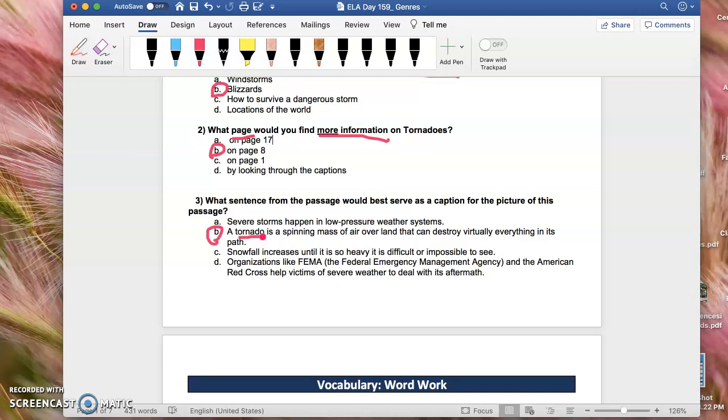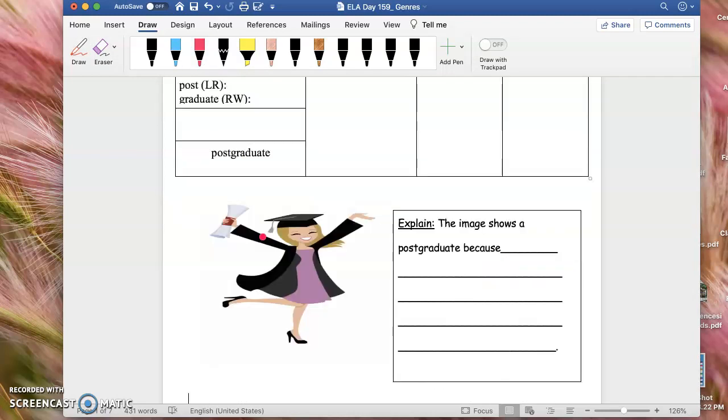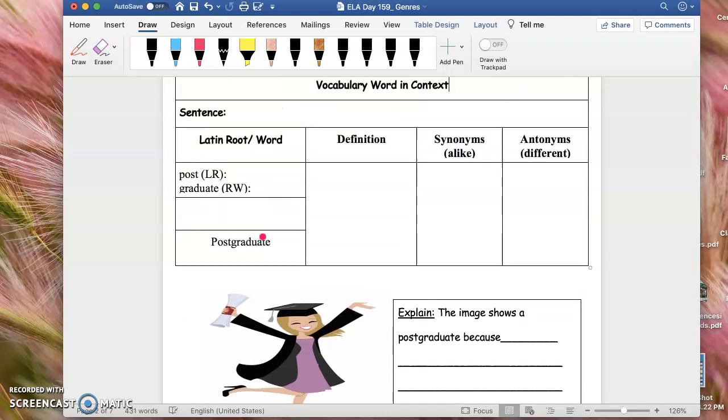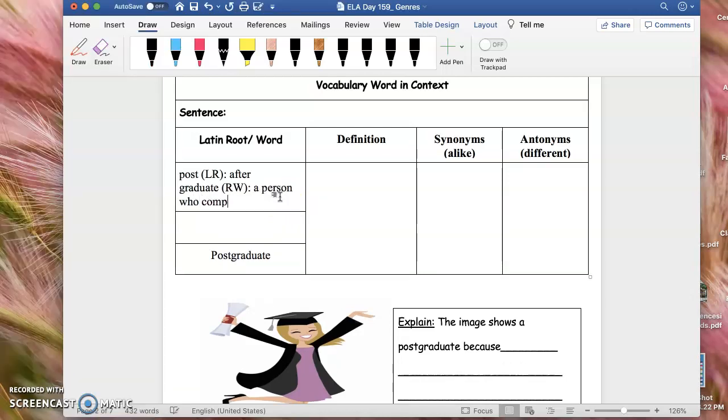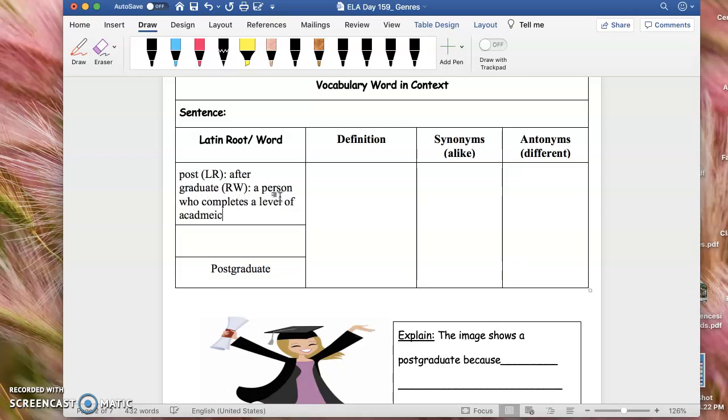So let's go ahead and continue working on our vocab work. This is our last word for this week. Our Latin and Greek root is post, and graduate is our root word. And so post is a Latin root that means after, and graduate basically means a person who completes a level of academic. Okay.